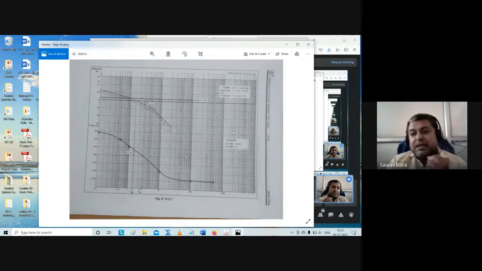That means the system is ultimately stable. So this is the line where the conclusion of the Bode plot, or the finding from the Bode plot, comes from.